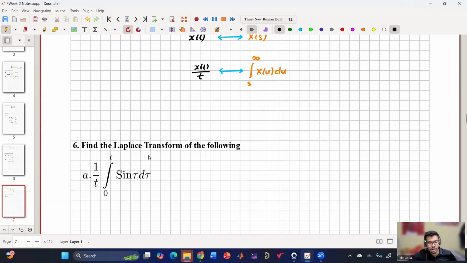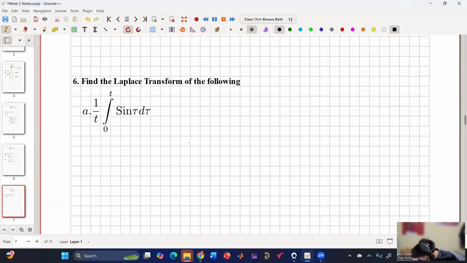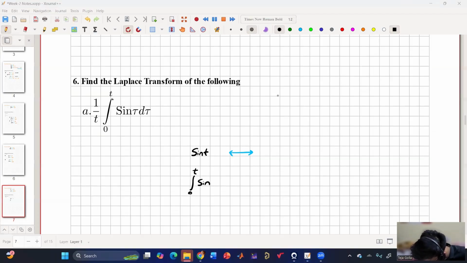Yeah. So now for solving this, I'll ask a few questions. So let me just write. So slow, step by step we can do. So first I'll ask what is the Laplace transform of sine t. Then I'll ask what is the Laplace transform of integral 0 to t sine tau d tau. Now I'll ask 1 by t integral 0 to t sine tau d tau.